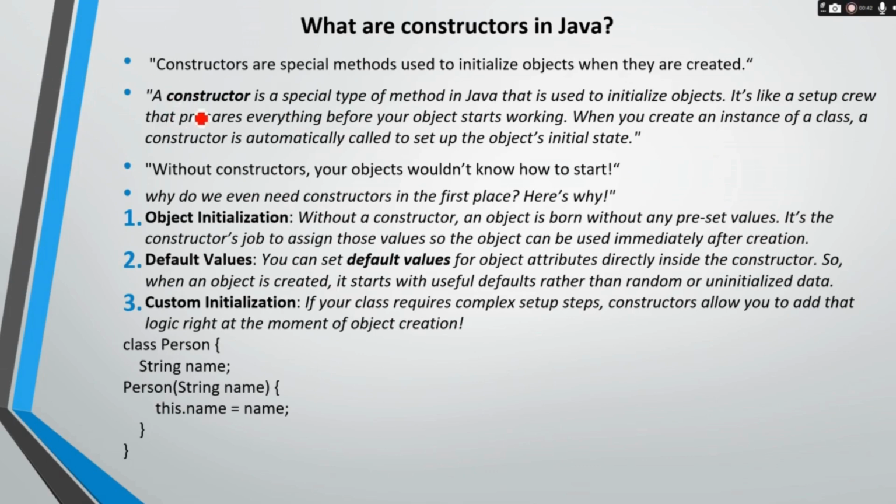So, what is a constructor? A constructor is a special type of method in Java that is used to initialize objects. It's like a setup crew that prepares everything before your objects start working. When you create an instance of a class, a constructor is automatically called to set up the object's initial state. But here is the kicker: unlike regular methods, constructors don't have a return type.